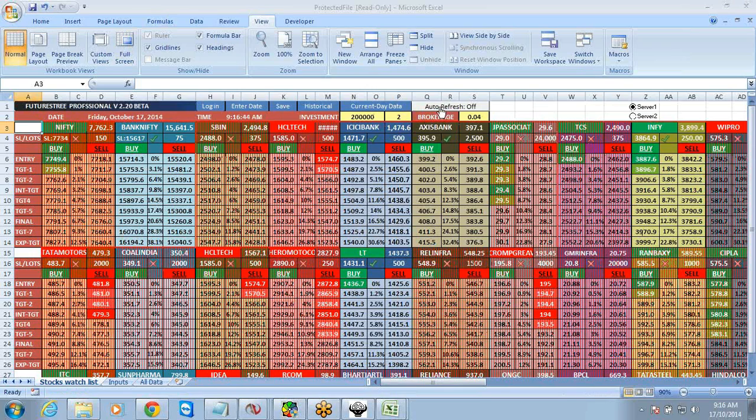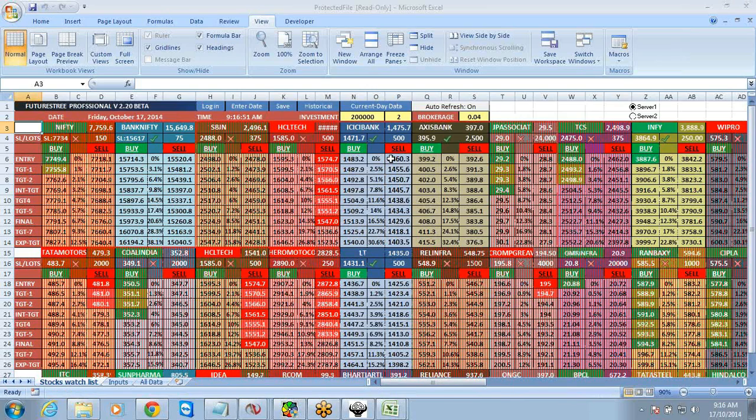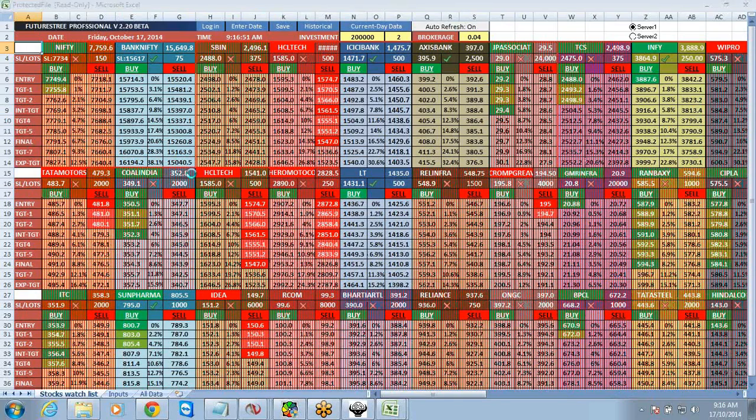So that is done. So what we'll do is we'll just click on the auto refresh on button. So now you can just see that we have the prices for these scripts, that is Bank Nifty, ICICI, Infosys. We have a buy call in Infosys. We have a buy call in Sun Pharma. So you have both the sides.